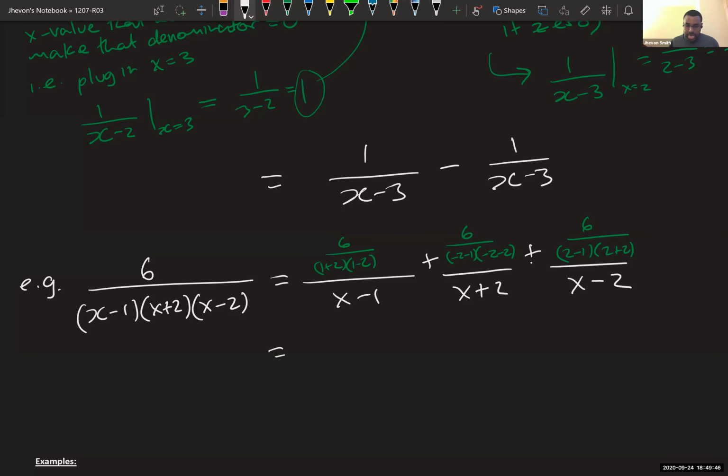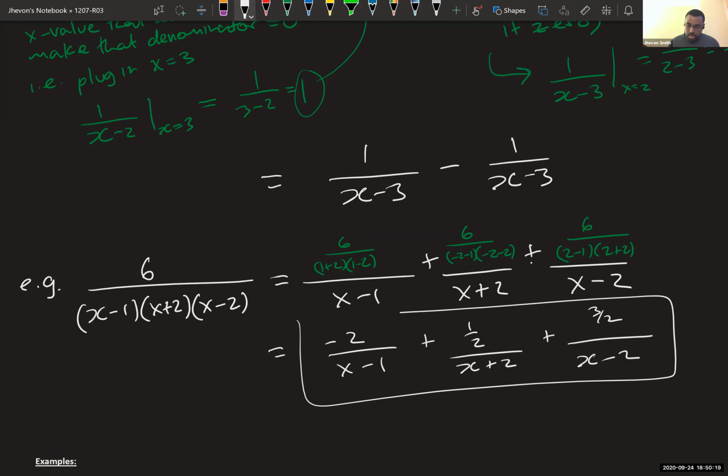So this actually breaks down into 6 divided by minus 3. And that's going to be 6 divided by 3 times 4. So that's what, a half? And in the last one, that's going to be 6 divided by 4, which is 3 halves. And those are actually the partial fractions.